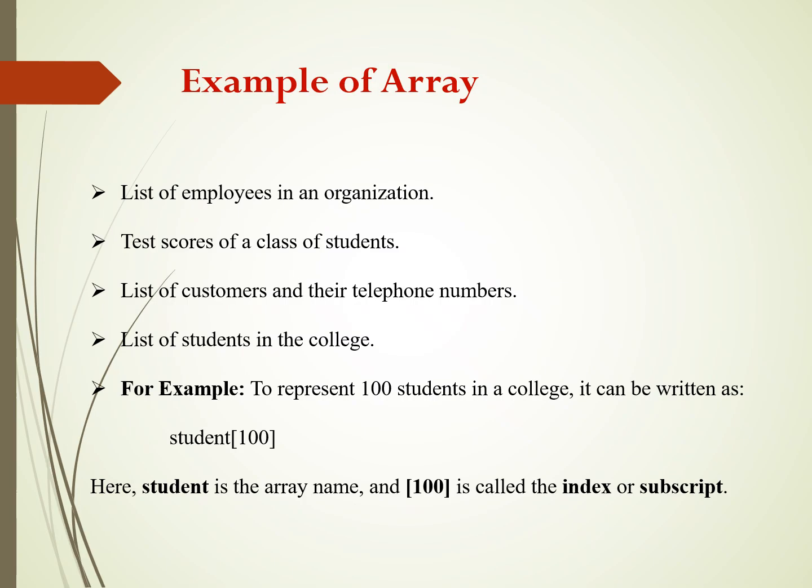The second example is the test scores of students in a class. Suppose there are 60 students in a class. Rather than declaring 60 different variables to store their marks, we can create one array containing all the marks. This also makes it easier to calculate the average marks, highest marks or lowest marks using a loop. Another example is a list of customers and their telephone numbers. Many applications such as contact management systems store customer information in arrays or similar data structures. This helps in searching, displaying, and updating customer records efficiently.